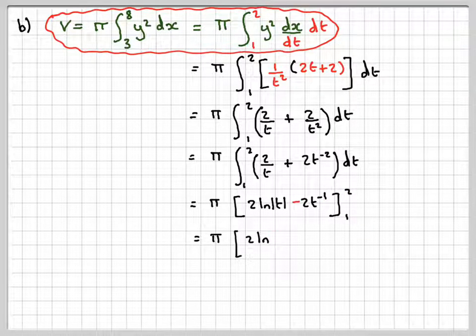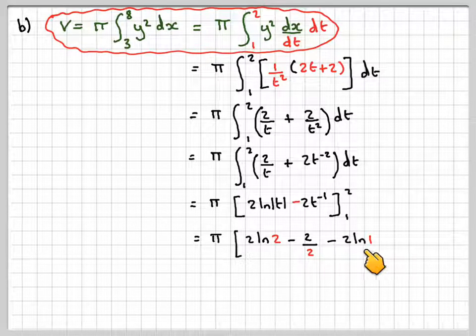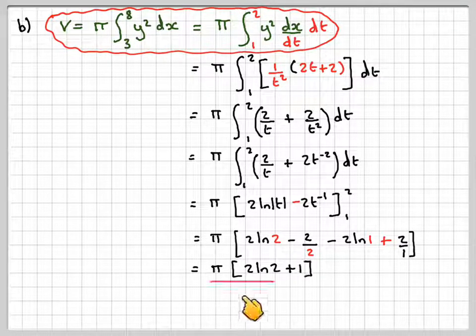Putting in the limits, you get 2 times ln of 2 minus 2 over 2, because it's 2 over t, minus 2 ln of 1, and then minus is going to give me plus 2 over 1. So it's going to give me pi times 2 times ln of 2, and then we're going to get minus 1 from here, and then plus 2 from here will give me plus 1.